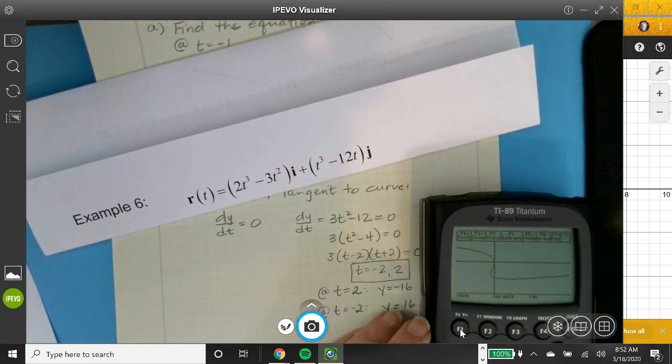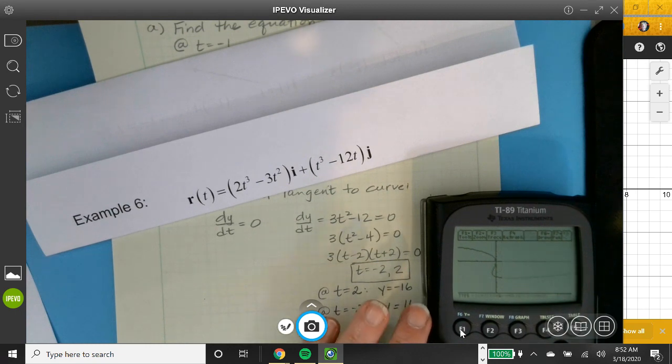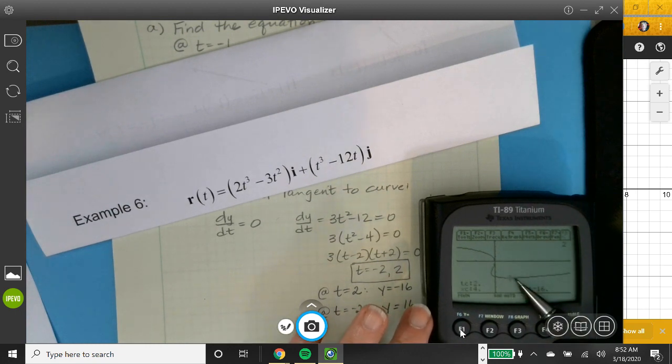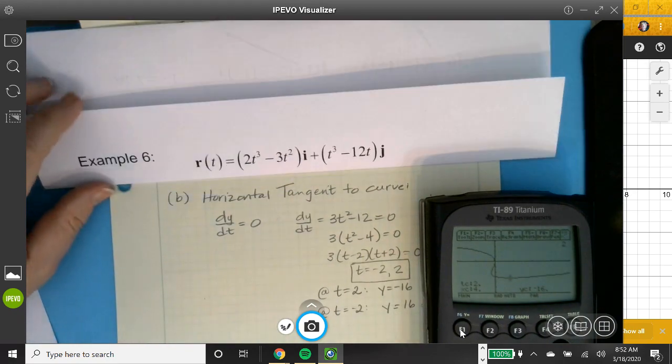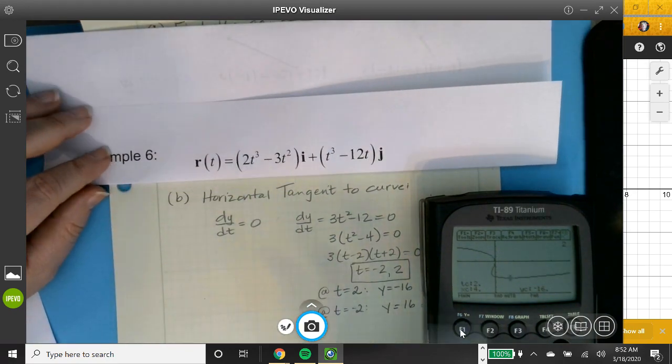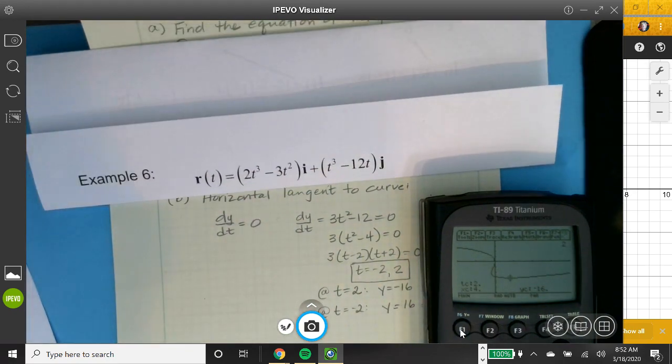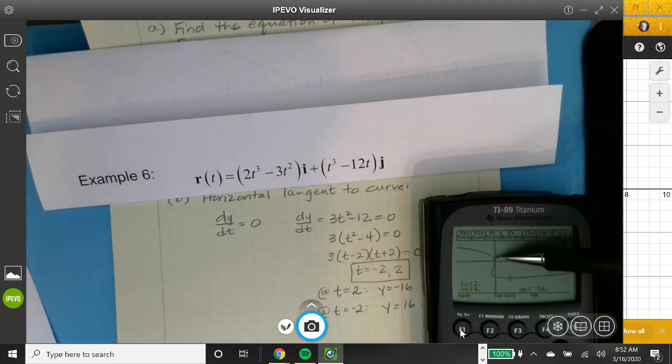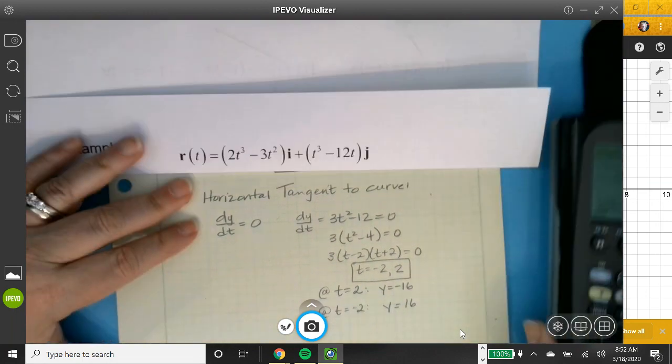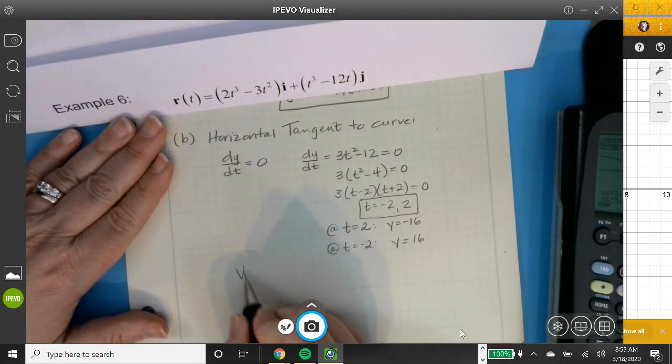All right, or just do F5, value my function when t is 2. See, now it's showing it here. That's weird. But that's where the horizontal tangent is. Now I can find the vertical tangent by setting dx dt equal to 0 and figuring out where that is. And we're going to have two locations. We're going to have it when it's 0 here, and then we're going to have it when it's another number. So let's find the vertical tangent.